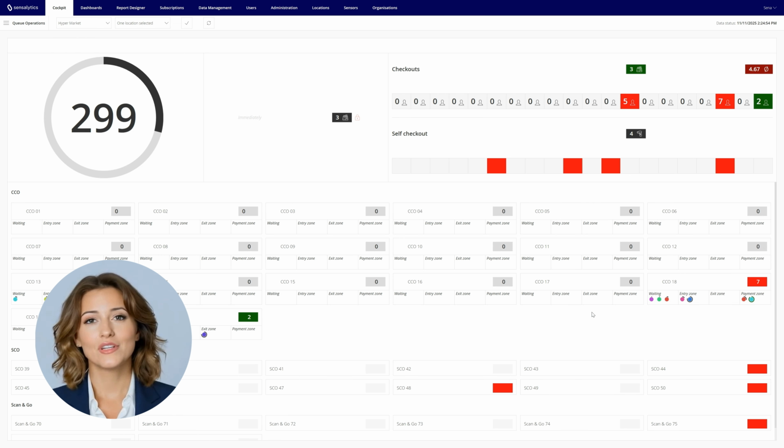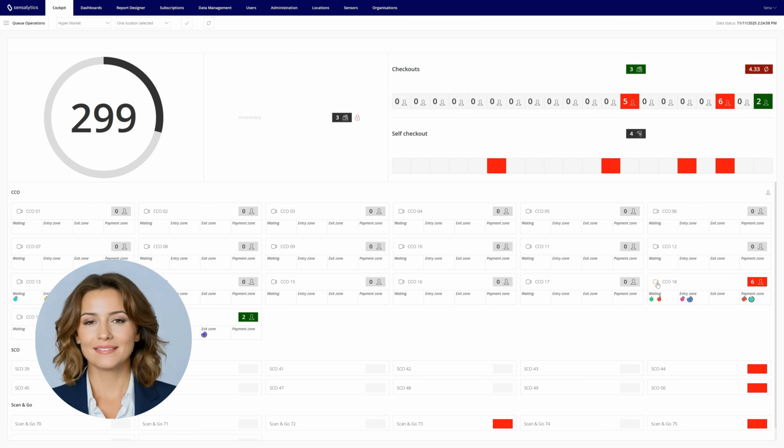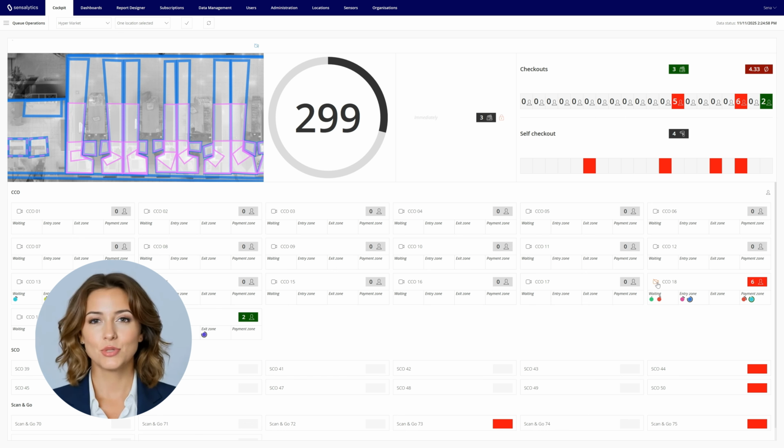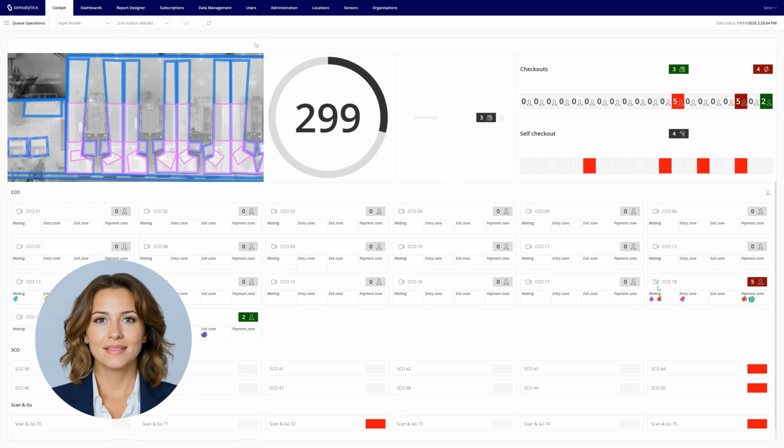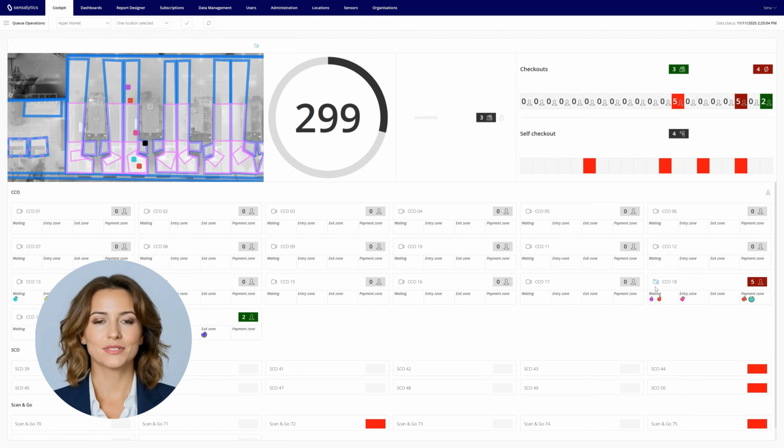What you see here is our queue operations cockpit. It provides an overview of the checkout area in real time. You see the queue length, SCO occupancies, and each individual queuing person. I open the real-time path tracking view of a traditional checkout. You see the cashier in black and the queuing persons.